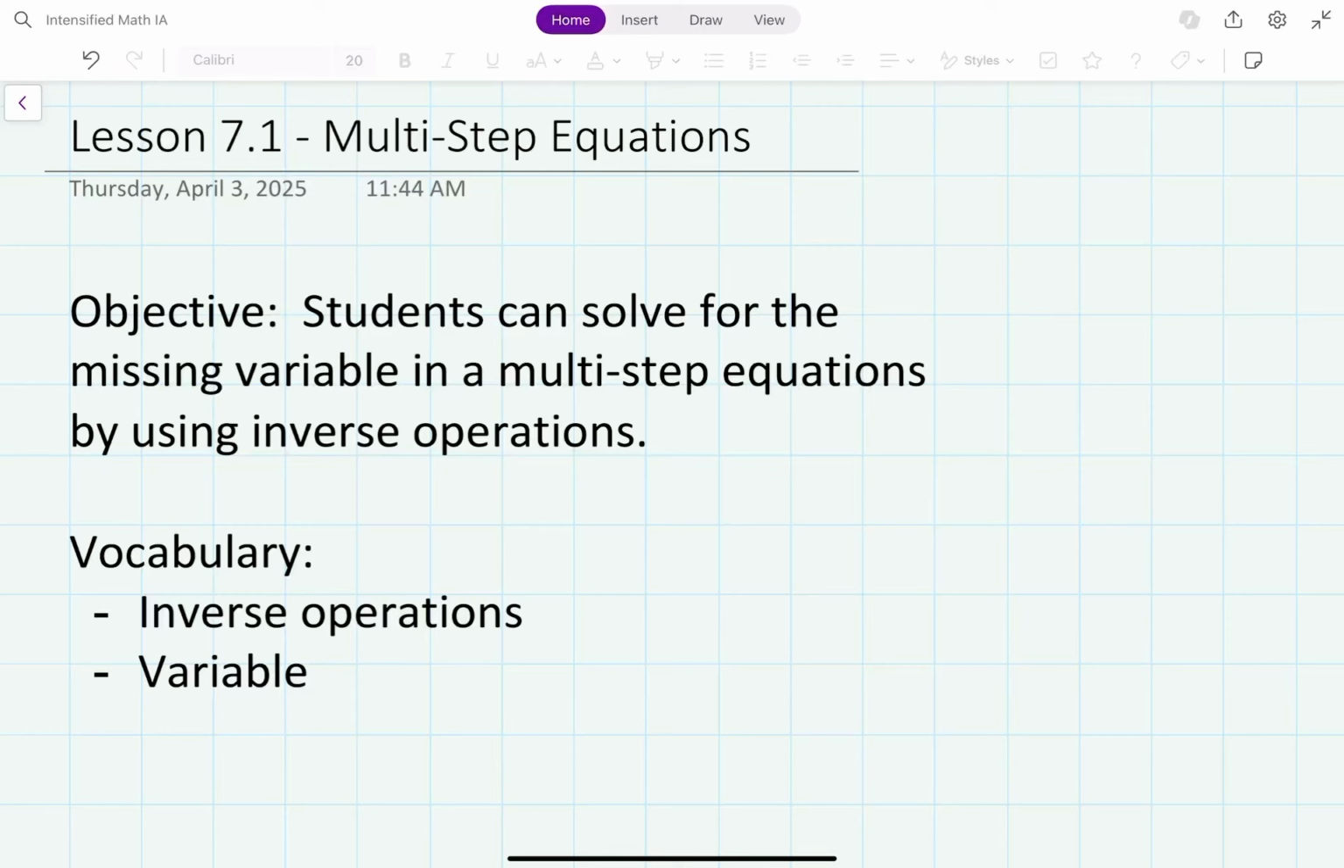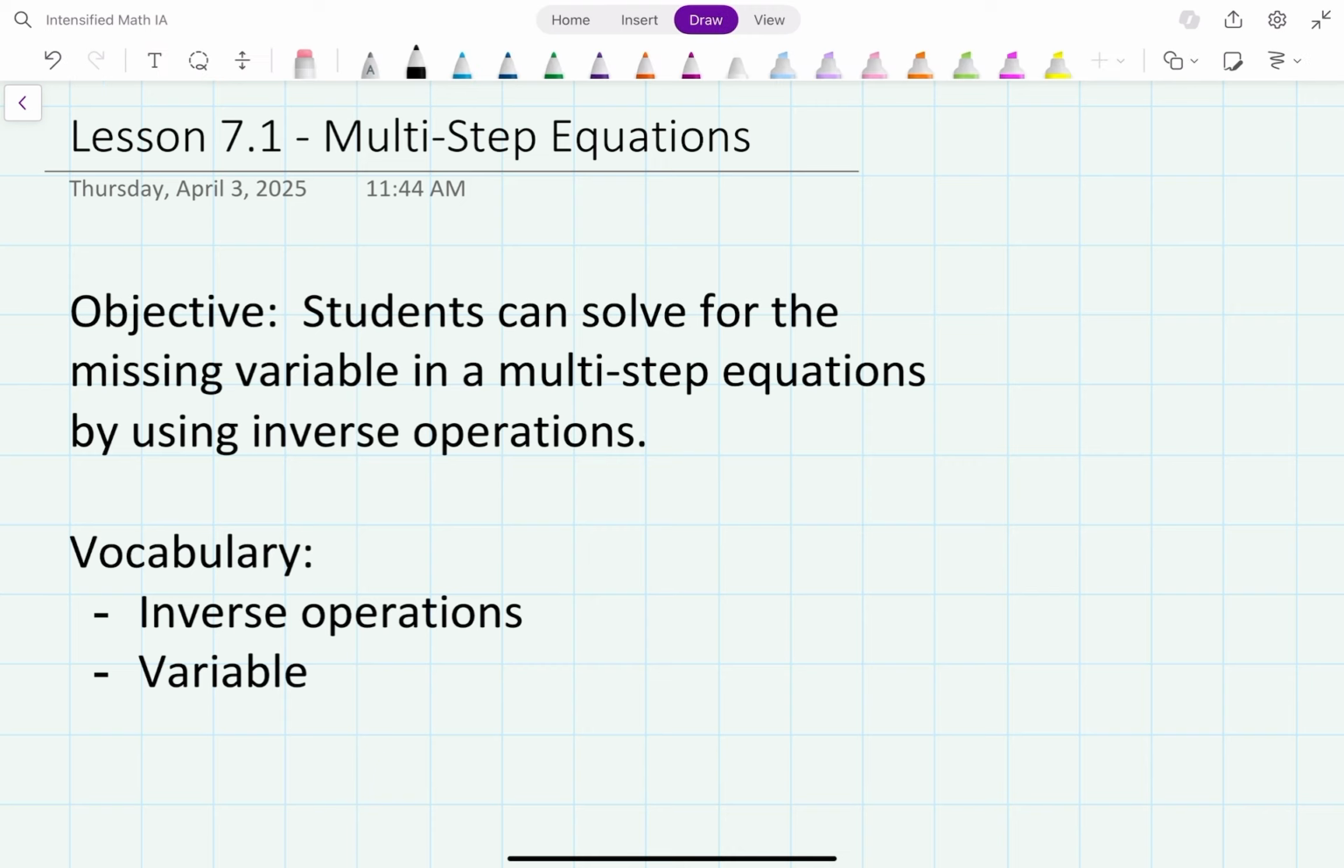New chapter in this case, guys. And our focus for this lesson is to solve for a missing variable, actually just one, in a multi-step equation. So we will be working with equations that have variables on both sides, and we will be using inverse operations.